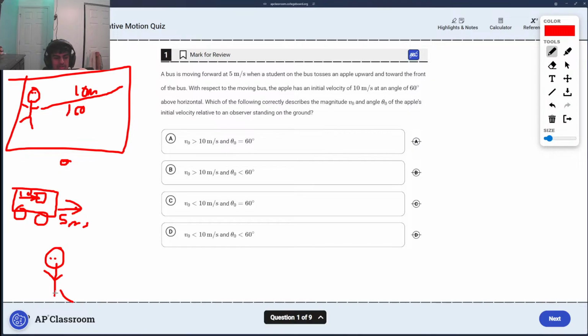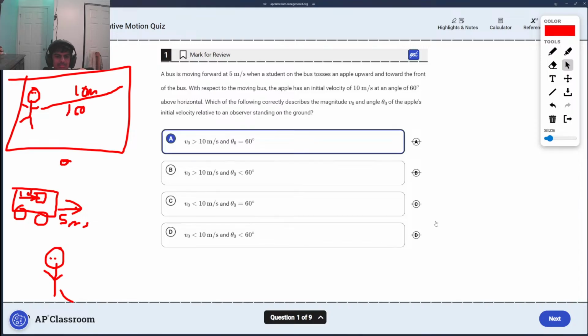Okay, so from the observer's perspective, the velocity is going to be greater than 10 meters per second, basically, because the bus is moving forward at 5 meters per second. We only need to know the horizontal velocity. And is the angle going to change? No, the angle doesn't change. So yeah, that's it. How's it greater though?